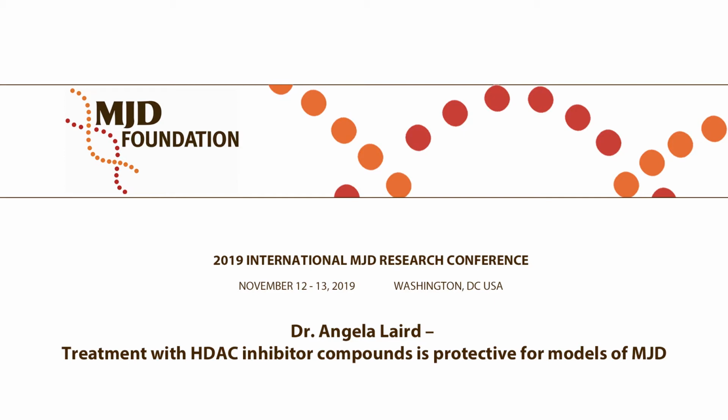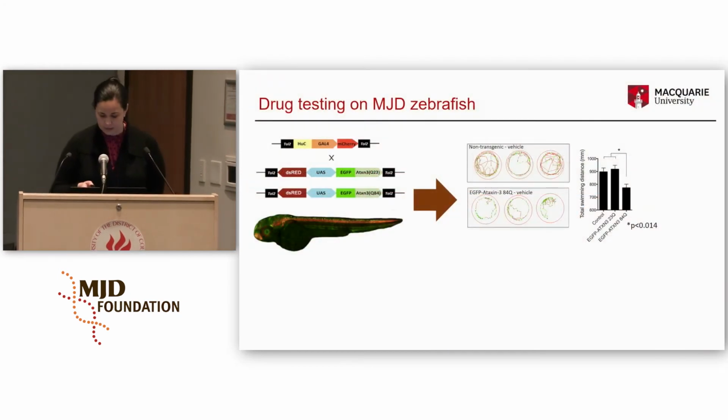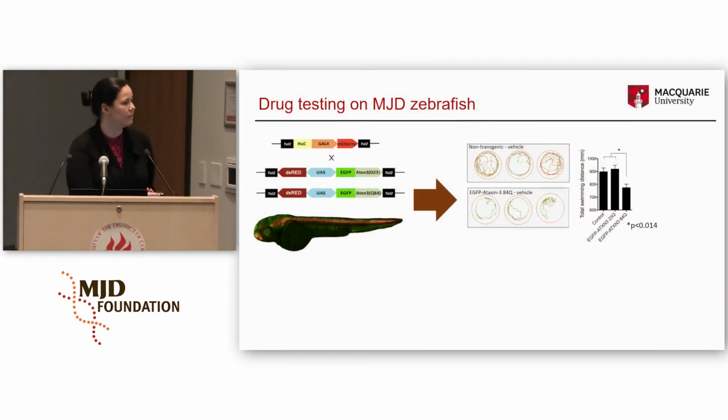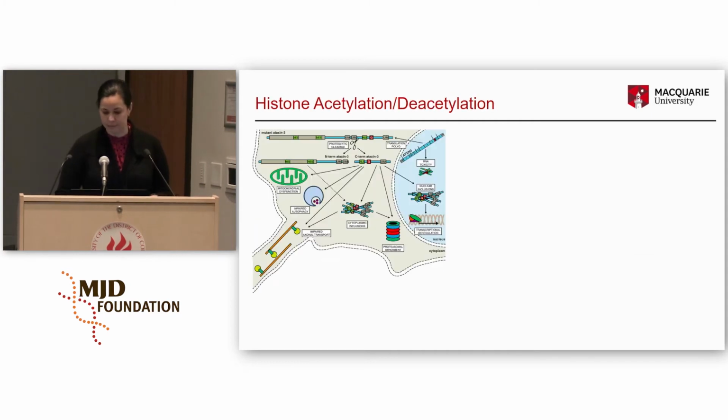Okay, now I'm going to follow on with some further results from our treatment testing studies. This one focuses on HDAC inhibitor compounds that we have been testing. As we've already mentioned, we have the zebrafish model and we can test different treatments on it. Because of this capacity, we first needed to choose which treatments we would test.